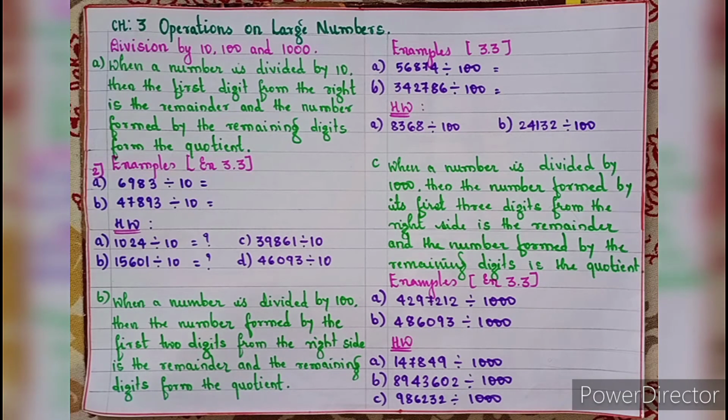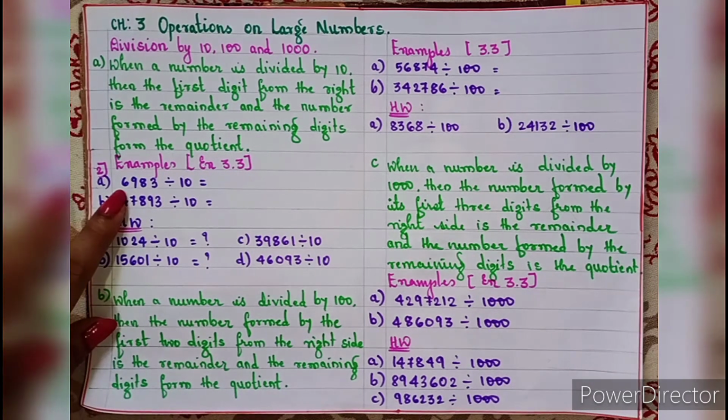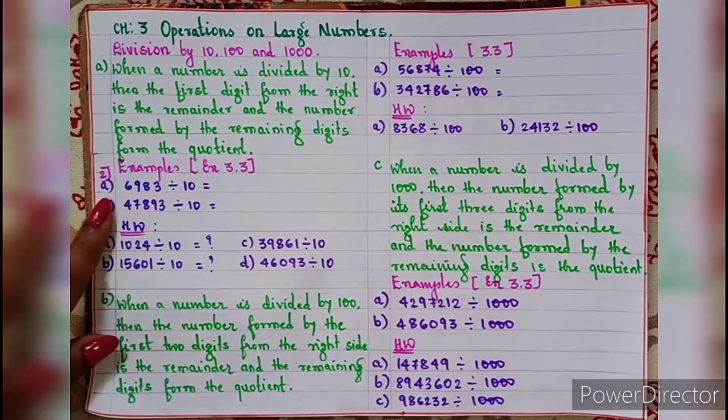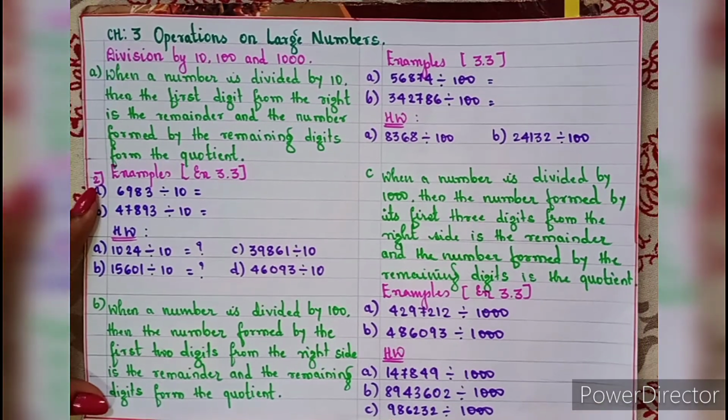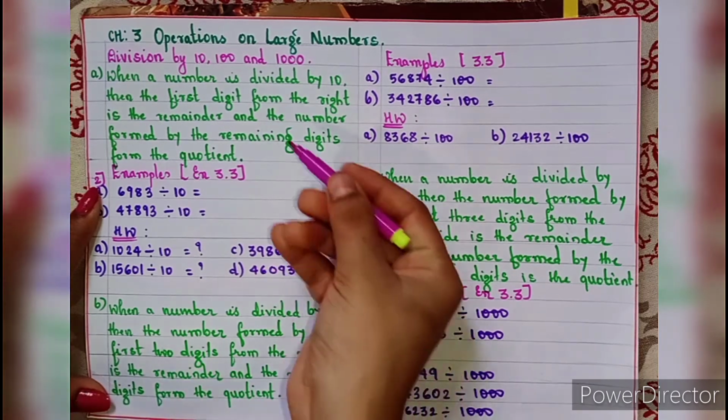Now we are going to study division by 10, 100 and 1000. So here we are not going to divide the number actually, but we are going to use a shortcut trick to divide the number, and we are going to write the quotient and remainder. So what's the trick? We have a trick here.